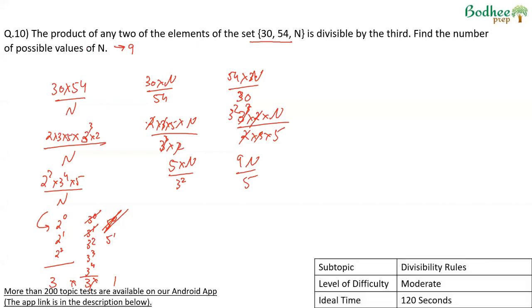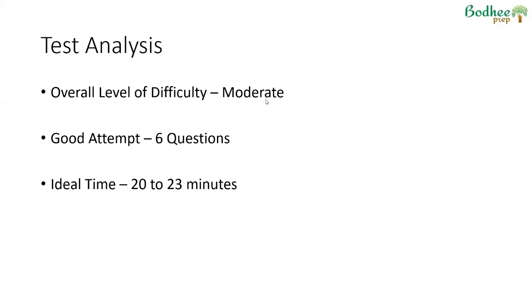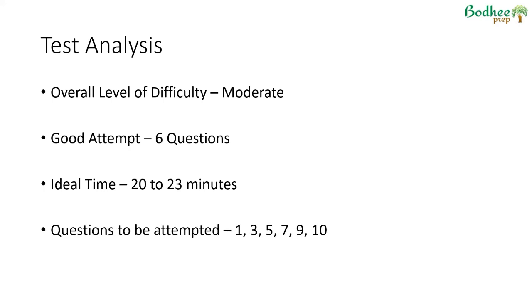Again, not a very difficult question. Basic concept of counting values is something that we should know. Moderate level, 2.5 minutes, good enough to answer the question. So if you look at the overall paper, as said initially, moderate sort of a paper, a good attempt will definitely be six or so net correct answers. And the 6 questions that I would attempt in this test would be 1, 3, 5, 7, 9, and 10. Which are these questions?